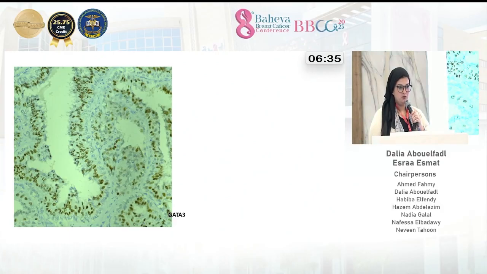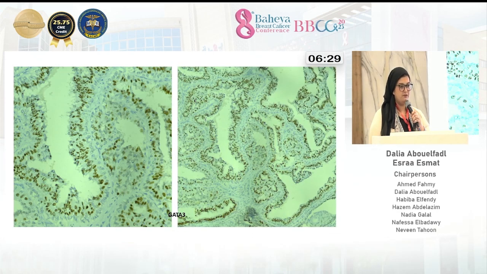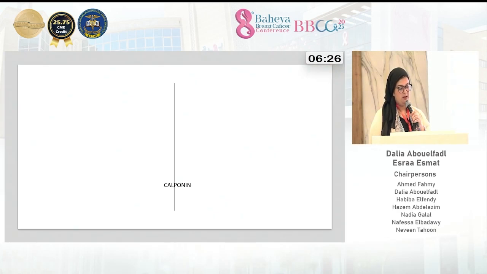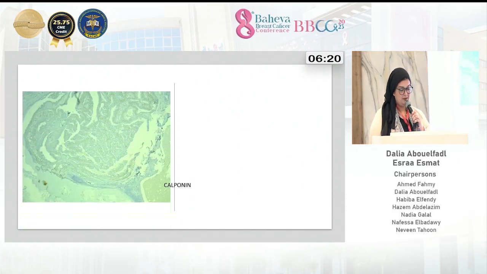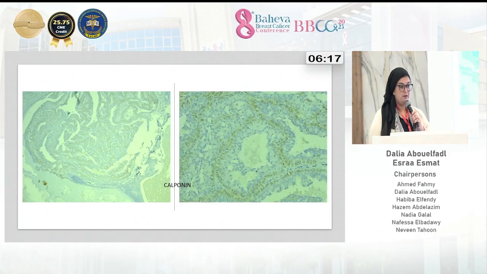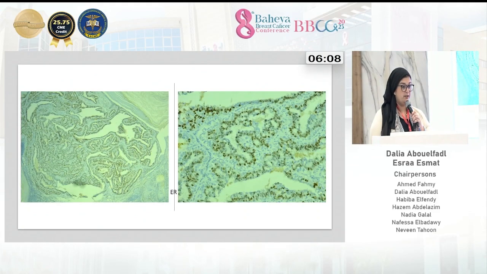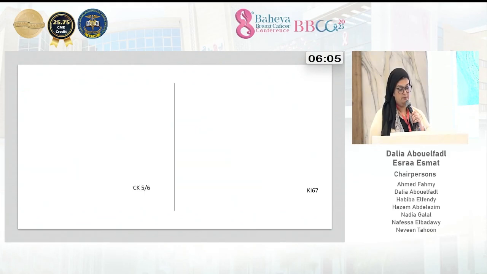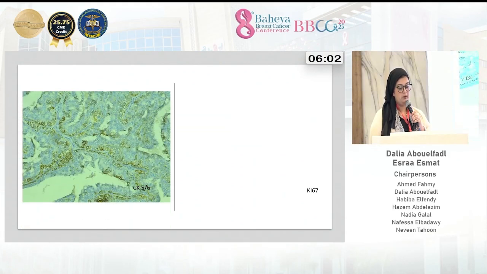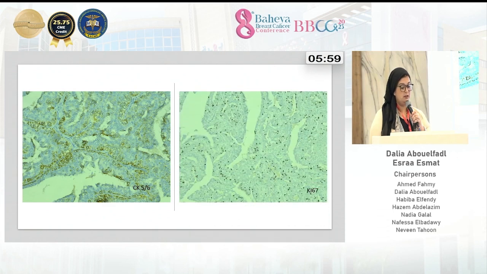We had to do some immunos to know the nature of this lesion, starting with GATA3, and it showed positive nuclear reactivity. GATA3 in axillary lymph node. Sorry? In axillary lymph node? On the axillary lymph node. And then myoepithelial markers. Calponin highlighted the presence of the myoepithelial layer. The ER showed heterogeneous ER nuclear expression. Another myoepithelial marker, cytokeratin 5/6, highlighted again the myoepithelial layer, and we also did Ki67, which was low.